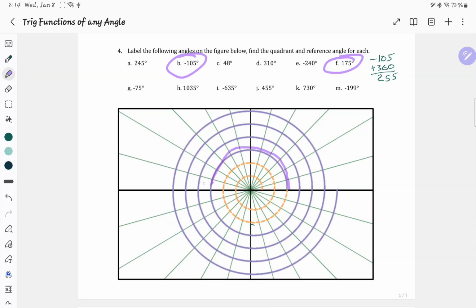So terminal side would end somewhere in here. And I'd say that is my angle right there. So that would be 175 degrees if I were in standard position. Now, it also says find the quadrant and reference angle for each of these. So we'll go ahead and do that, and maybe go back to that negative 105.